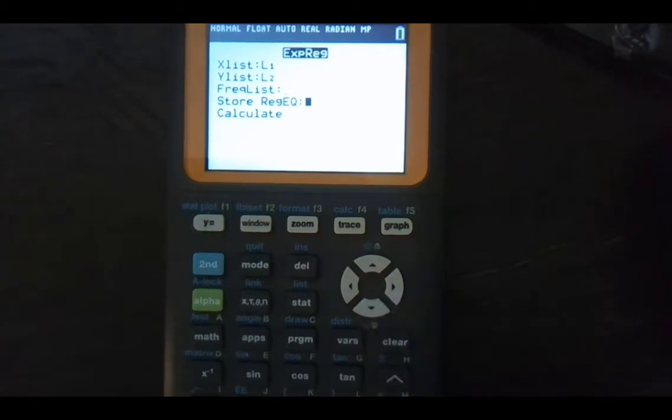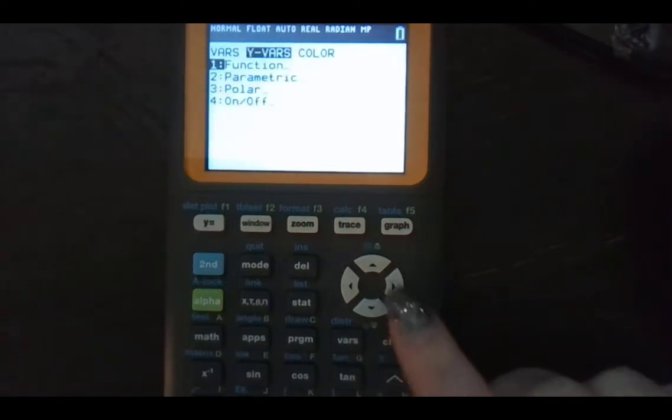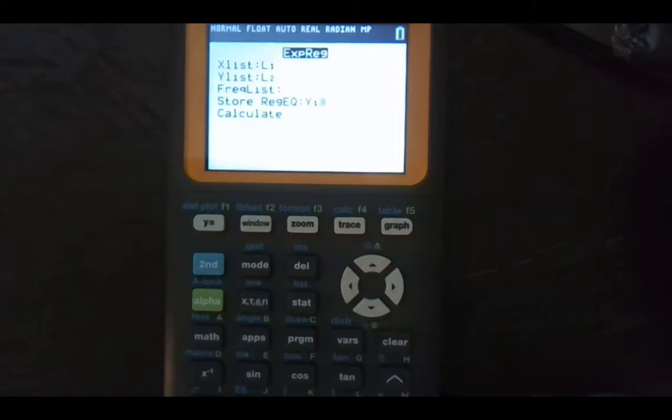We're going to store the regression equation again in y1. You go to variables, go over to y variables, and put y1 in there. So now when we graph our scatter plot, it will also graph our exponential model. So we're going to calculate, give it a second, and here we go. We have our exponential regression.